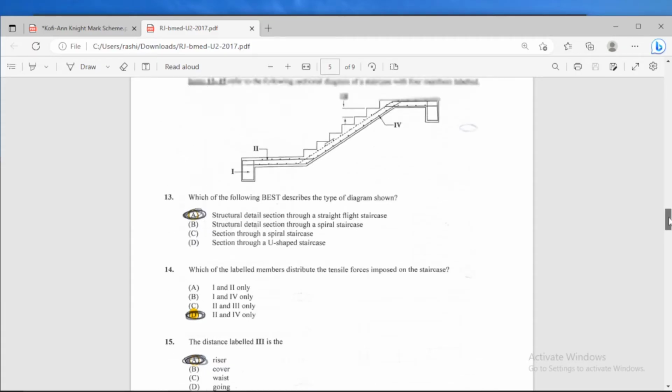So when we look at this now, we can see that 2 here shows some steel work going across like this. And over here, IV, which is 4, also shows some steel work as well. And we know that steel adds tensile strength to the structure. So here the answer would be D.